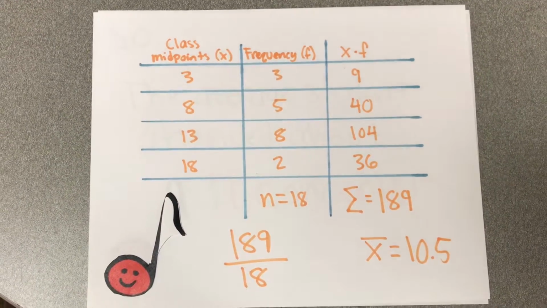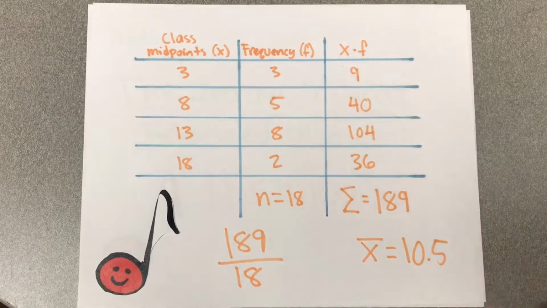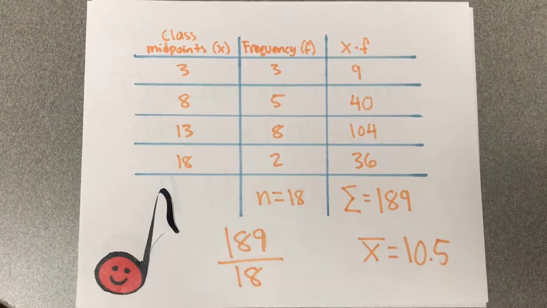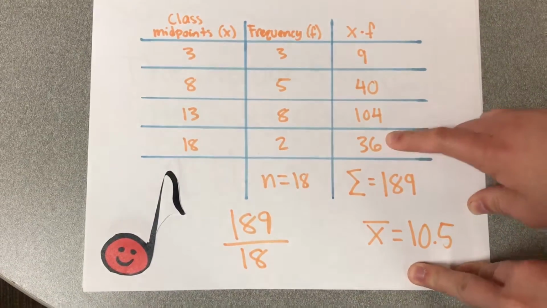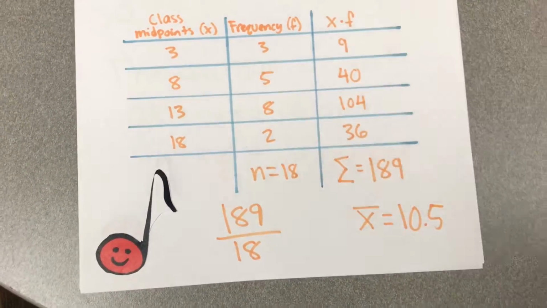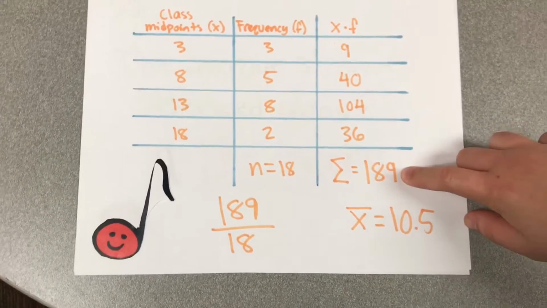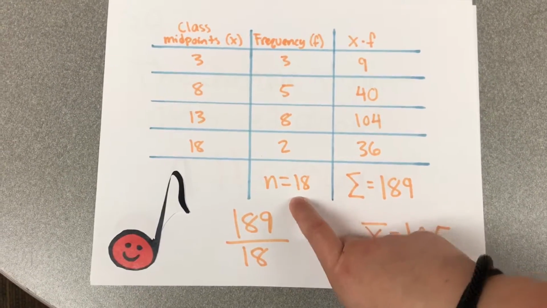Now that we have our midpoints, x, and their frequencies, f, we need to find our xf values, or the midpoints times their frequency, as found in the last column here. Now that we have our xf values for every class, we can find the sum of our xf values, which is 189. We have our n value 18 from earlier, the sum of our frequencies.